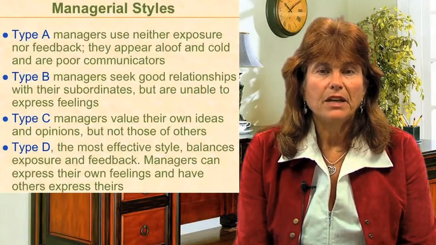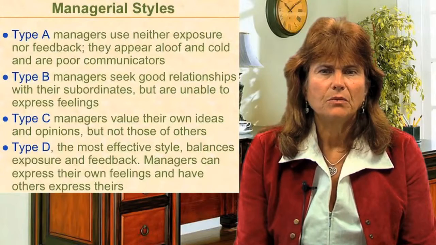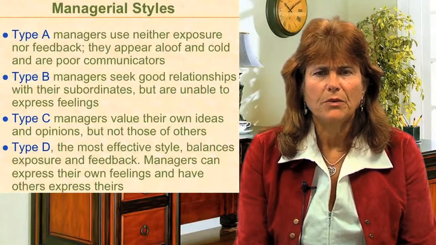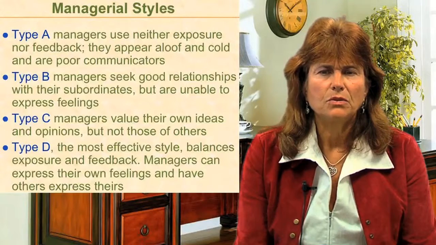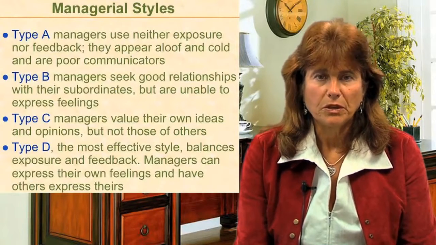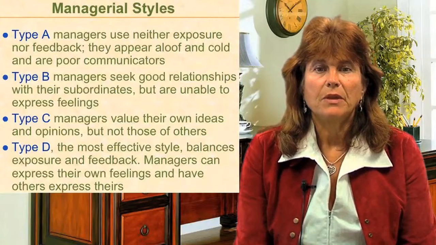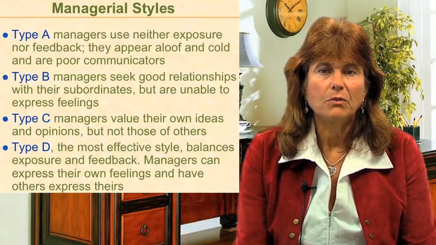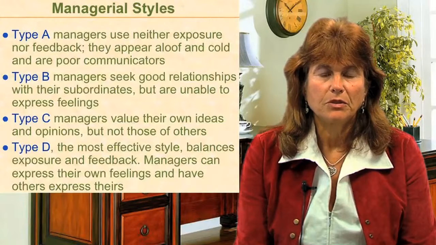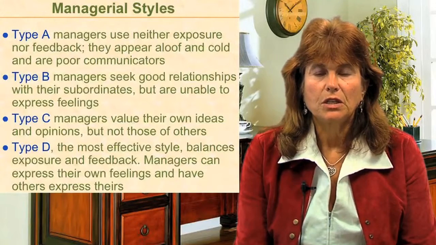We've defined some types of managers by A, B, C, and D. An A manager tends to appear aloof and cold, and they're not really good communicators. They don't use exposure or feedback, so people really don't know how they stand with the type A manager. The type B manager tends to be very permissive.